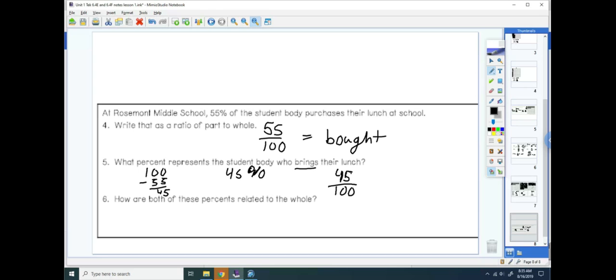So both of these percents are related because if you add them together, it equals the whole. So 55% is one part of it, and 45% is the other part, which when you add together should equal 100. Okay, so that's your lesson for today, and it's just really talking about percents and decimals. And then the next lesson, which will actually be the same day, is going to be talking about fractions and percents. Hey, thank you guys.